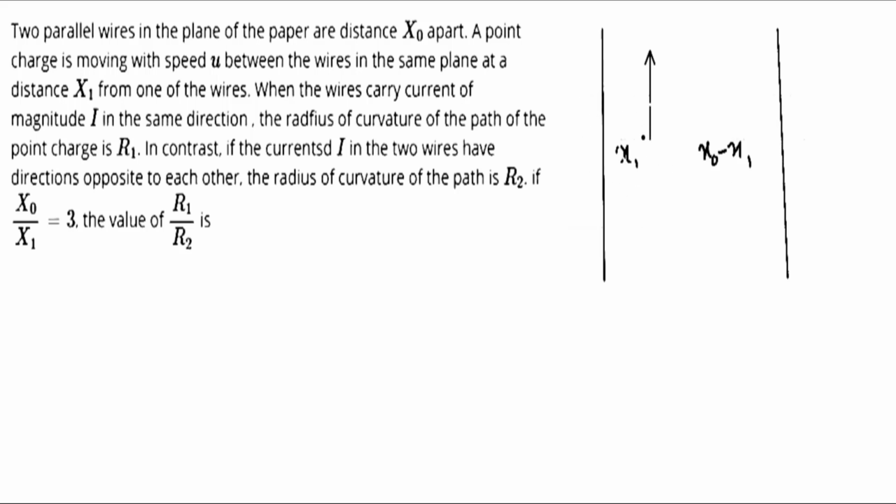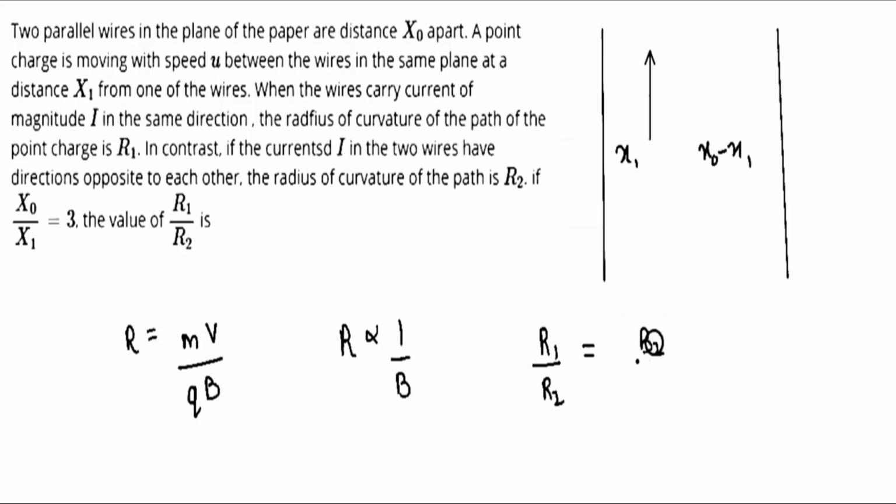Now what is happening? They are moving in a circular path, and the radius of curvature is r. In a magnetic field, what is the radius of curvature for a charged particle? The value of r equals mv divided by qB. From here we can see that the velocity would be the same, and m and q are already the same for the charged particle, so we can say that r is inversely proportional to B. So r1 by r2 would be, because of the inverse relation, B2 by B1.